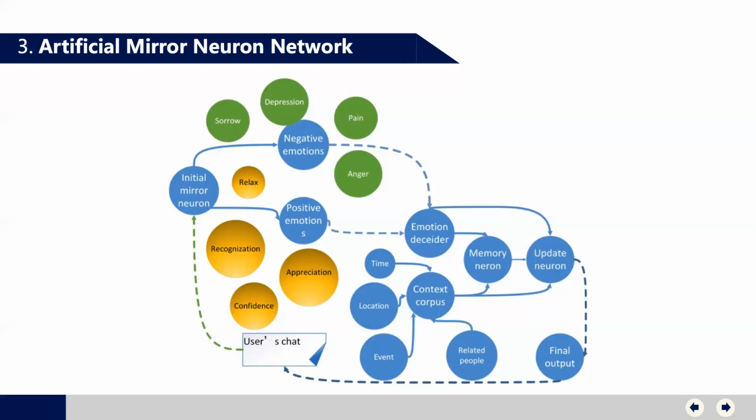The emotion deciders and content corpus need to transfer signals to the memory neurons in the current layer and move them into the update neuron in the output layer for output preparation. Finally, the single neurons from the update layer merge into the final output mirror neurons, generating considerable and empathetic responses to the user in one turn. You can see this iteration might take several turns until the user gets a resonating response.